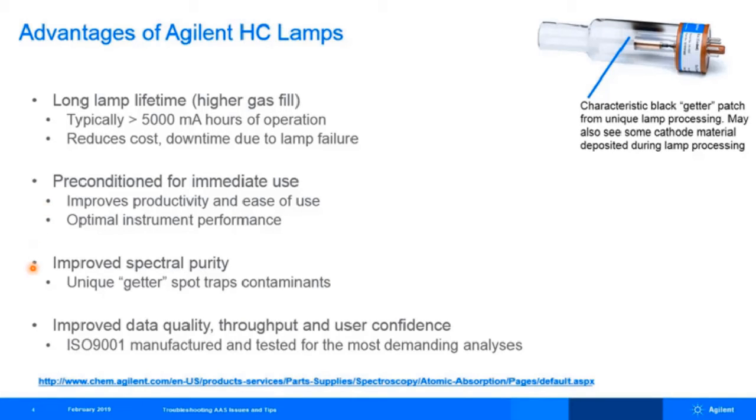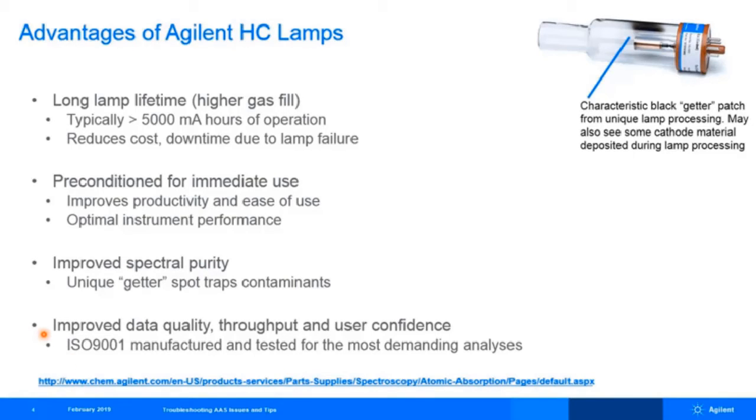The Agilent lamps are also designed to provide improved spectral purity. As we show here in the photograph, all the Agilent lamps have this unique black getter patch, which comes from our unique lamp processing procedure. This is a thin layer of activated zirconium, which helps to absorb some of the impurities that may be present in the lamp during operation. And so that helps to trap those contaminants and improve the spectral purity throughout the life of the lamp.